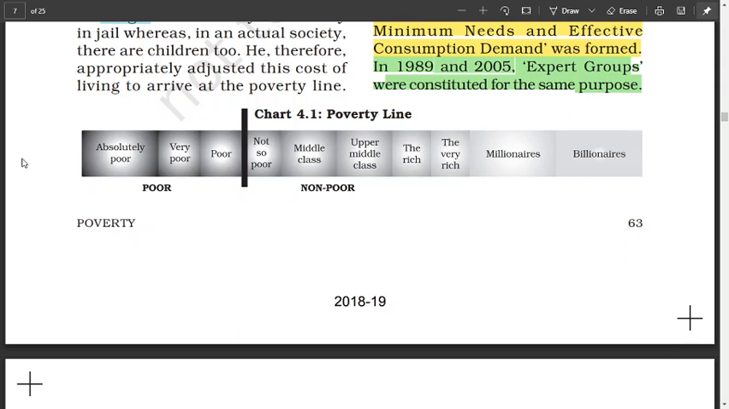You have the poor on one side. On the left of this vertical black line, you have the absolutely poor, the very poor, and the poor. They are all poor. And there is this line that defines that if you cross this line, then you are not poor. And non-poor includes not so poor, middle class, upper middle class, the rich, the very rich, the millionaires, the billionaires, the trillionaires, and so on and so forth. So you understand, we classify people into poor and non-poor.